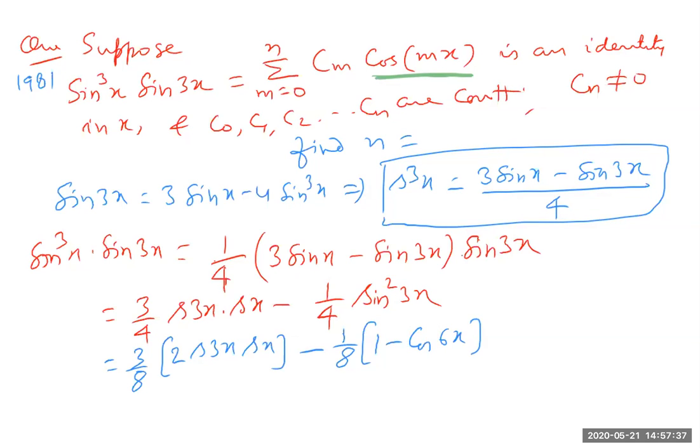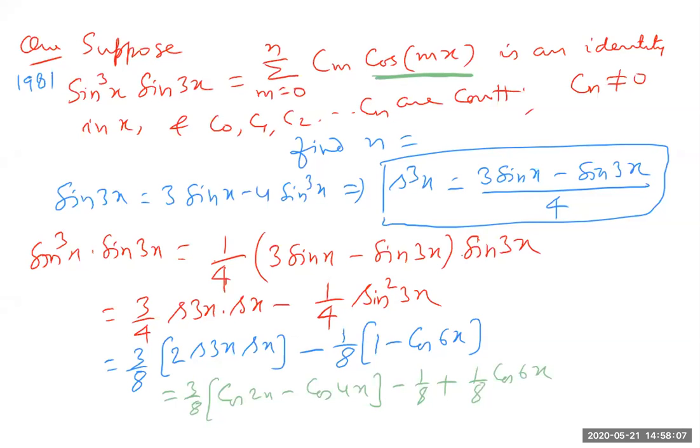Now apply this next step, directly you will get the answer. This is equal to 3 upon 8. 2 sin A sin B is equal to cos(A minus B) minus cos(A plus B). So cos of A minus B, 3x minus x, 2x, minus cos(A plus B), 4x, minus 1 upon 8 plus 1 upon 8 cos 6x. Arrange this in order, you will get the answer.